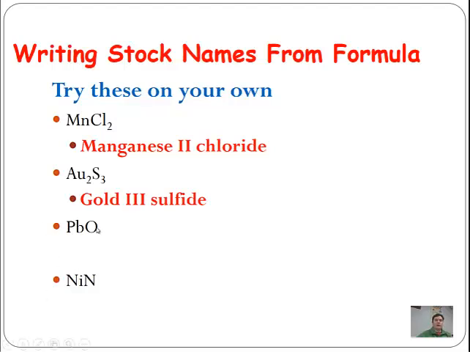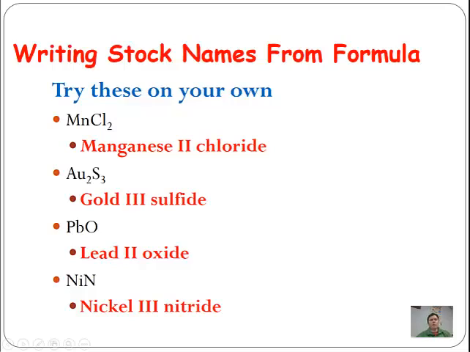Oxygen we know is a -2, and there's 1 down here. So 2 times 1 is 2. We have 1 lead. So 2 divided by 1 is 2. So this is lead 2 oxide. And then finally, nickel and nitrogen. Nitrogen we know is a -3. We have 1 of them, so 3 times 1 is 3. Bring the 3 up there. We have 1 nickel. 3 divided by 1, once again, is 3. So that's nickel 3 nitride.